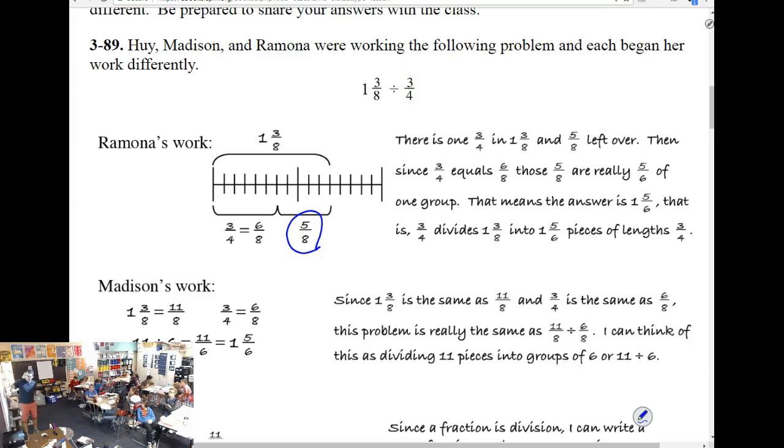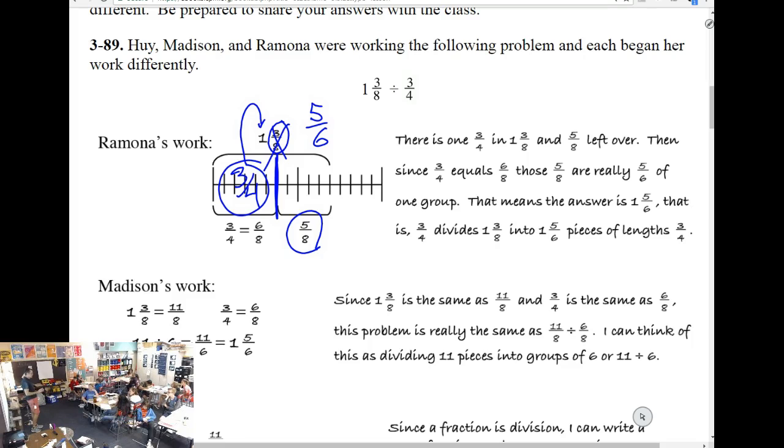What I really have is one whole group of 3/4, and that's 1, right? Because it's one whole group. But the leftover section is not 3/8. It should be 5/6. Because she needs 6 to make another group. She doesn't have 6. She only has 5.